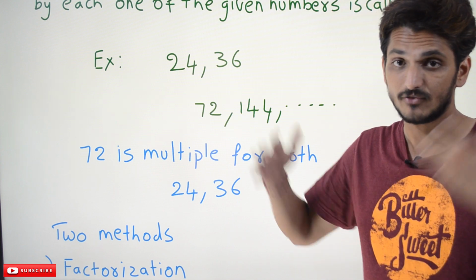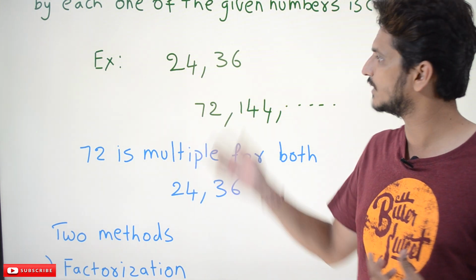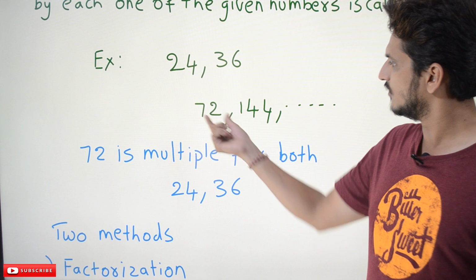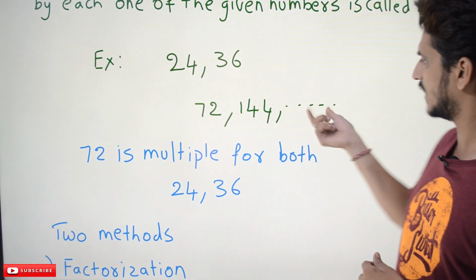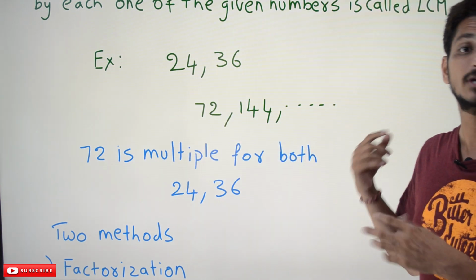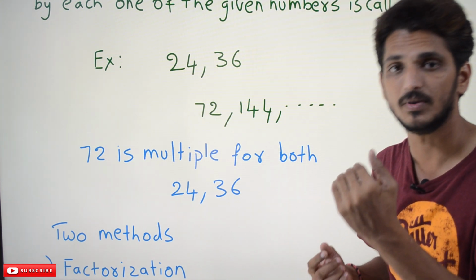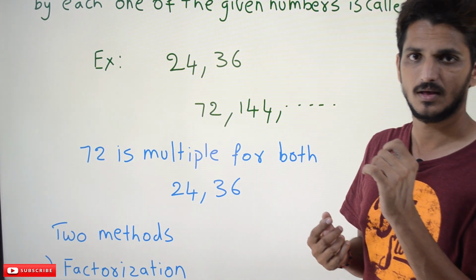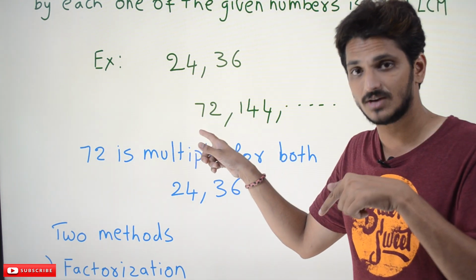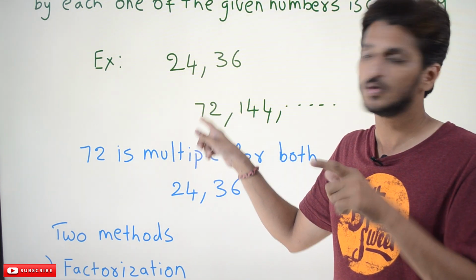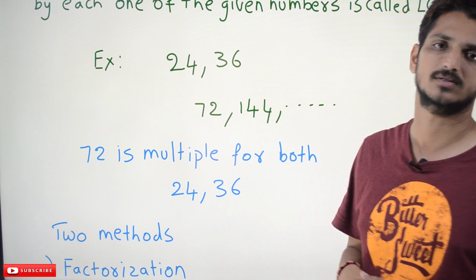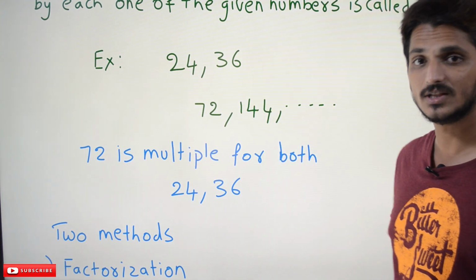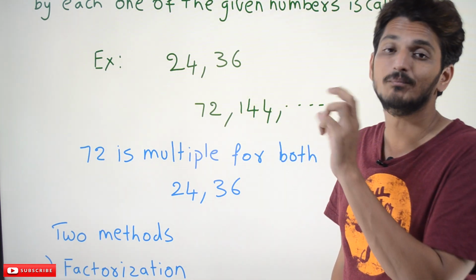There are infinite numbers which are divisible by both 24 and 36. 144 is one more number. Like that you can write any number of numbers, but we need to identify the least number among those numbers. So 72 is the least number that is divisible by both 24 and 36. That's why it got the name least common multiple.